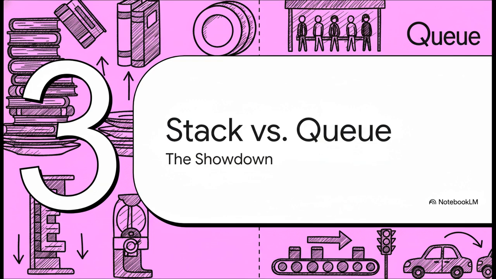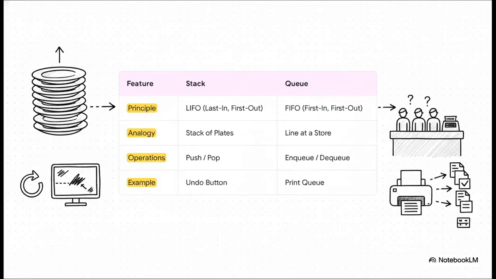Now let's put them side by side to really make the difference stick. So here's the ultimate breakdown. The stack follows that LIFO principle, last in, first out, just like our plates. That makes it perfect for things like reversing actions, the undo button. The queue, on the other hand, uses FIFO, first in, first out, like a line at a store. That's ideal for processing tasks in the order they showed up, like a print queue. Different rules, different operations, and totally different jobs.